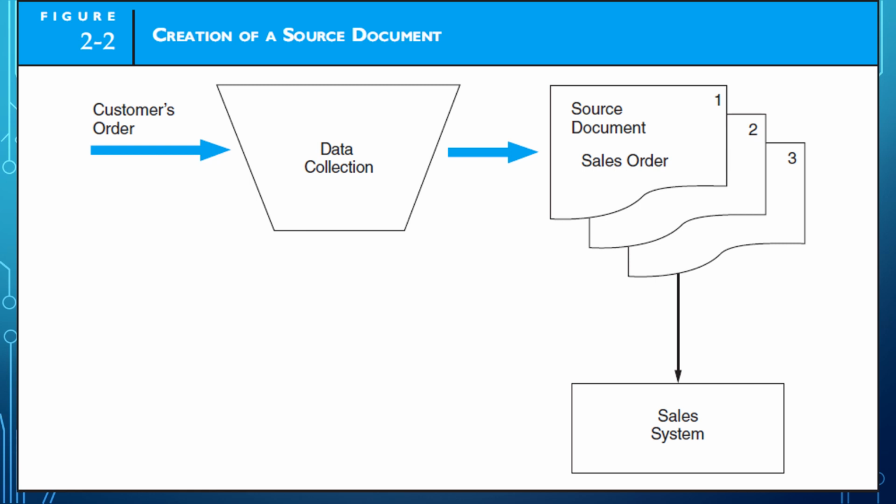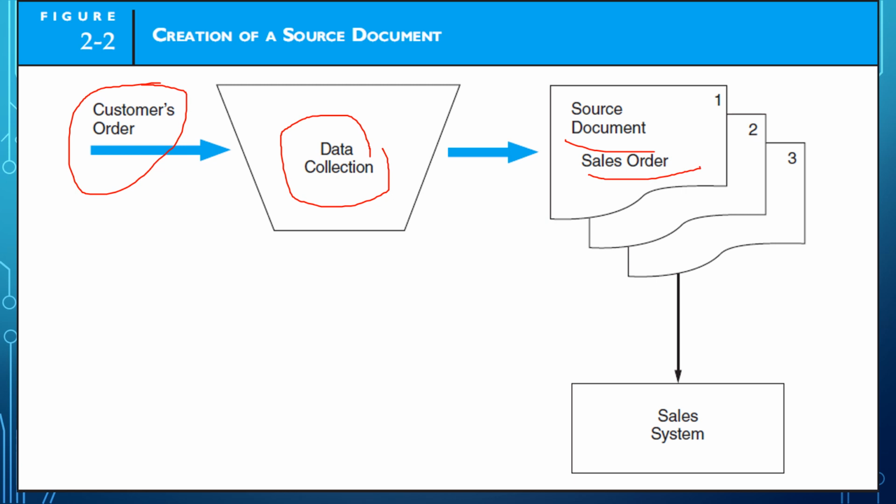This figure illustrates the creation of a source document. You can see here, when the customer places their order, then this is the process. It will process the data collected from the customer's order, in terms of the date, the quantity, the type of product they are ordering, and then based on this process, it will produce a source document.